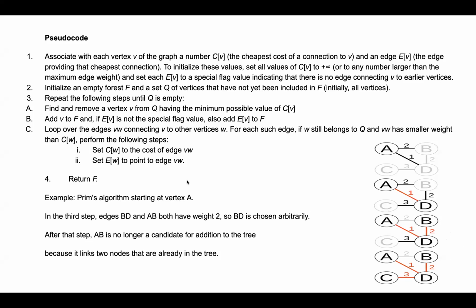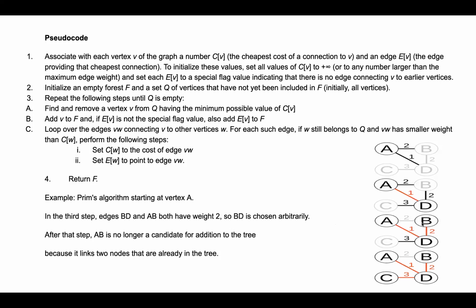Here in the example, Prim's algorithm starting at vertex A. In the third step, edges BD and AB both are having 2, so BD is chosen.